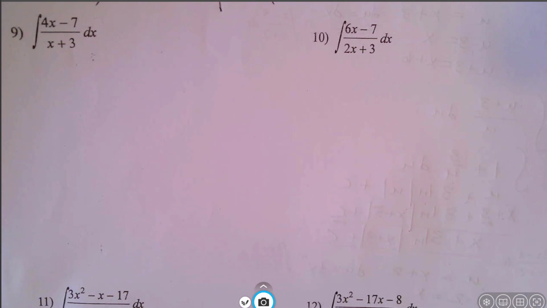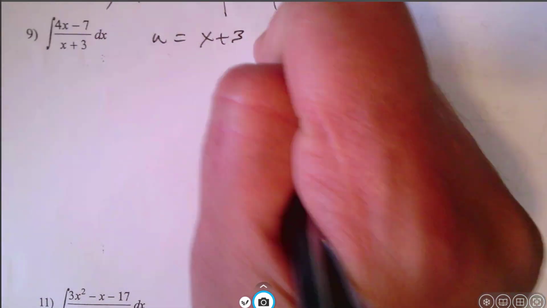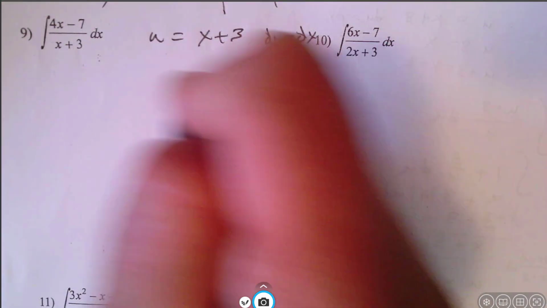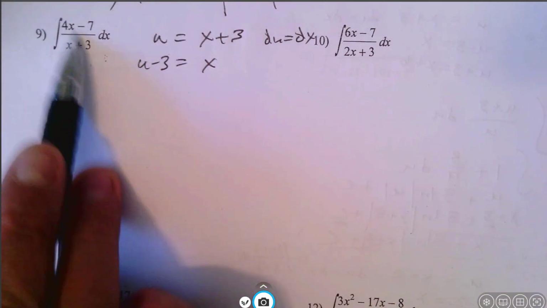Number 9, the antiderivative of 4x minus 7 over x plus 3. You already guessed it. U is equal to x plus 3. du is equal to dx. Solve for x: u minus 3 is equal to x. Get it into this form.